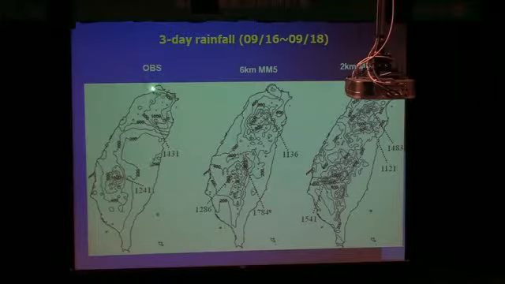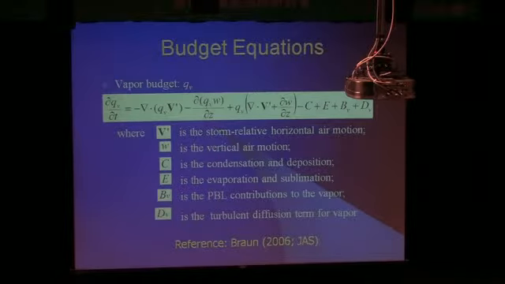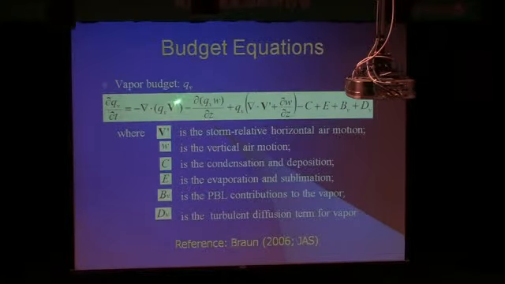This one also shows the maximum 3-day accumulated rainfall from the rain gauge observations. This is from the 6 kilometer result, and this is from the 2 kilometer result. We can see the two maximum rainfall centers over the mountains here and the Alishan mountain here are well captured by the model. And when we increase the model resolution from 6 to 2 kilometers, the accumulated rainfall amount also increases. So we have more confidence in the precipitation results.